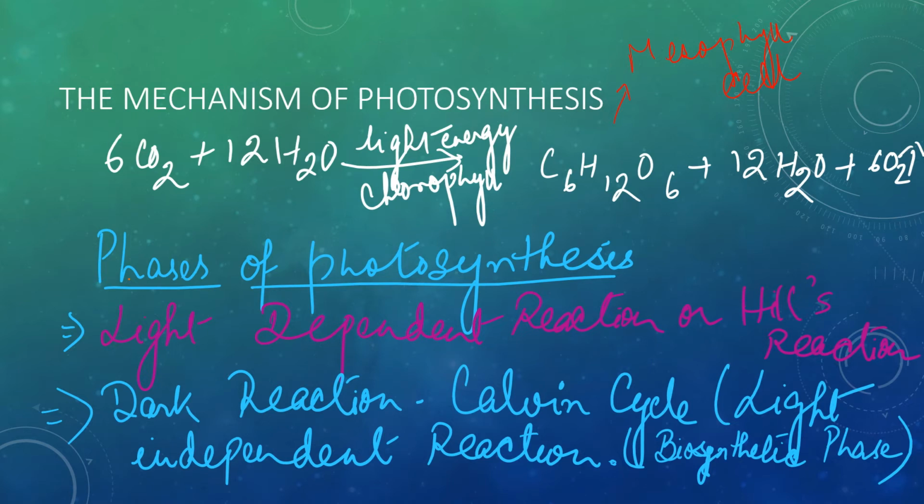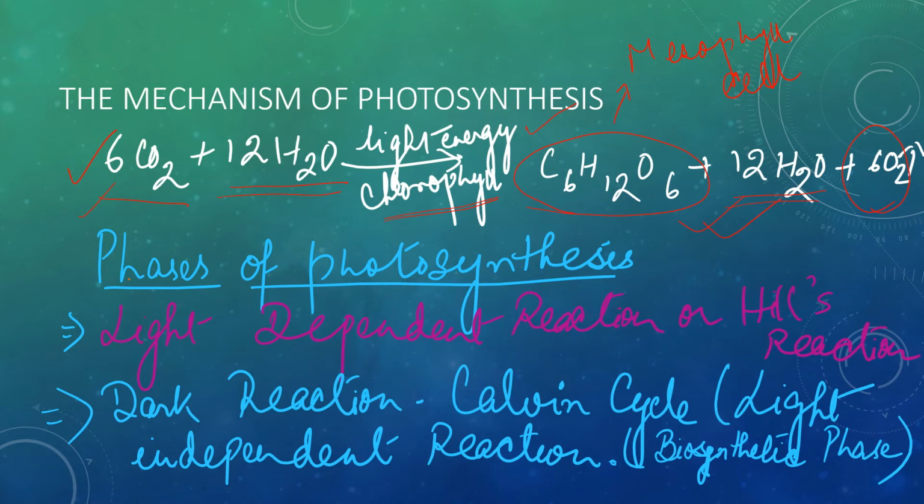So this whole mechanism is happening. I have written the chemical equation which we studied in the last class. The overall chemical equation: 6 molecules of carbon dioxide combine with 12 molecules of water, in the presence of light energy and chlorophyll which is present in the chloroplast of the mesophyll cells, producing glucose, with 6 molecules of water and 6 molecules of oxygen produced as a byproduct. The water which is liberated at the end of the reaction is again reformed. So this is the overall chemical reaction of the photosynthesis process.